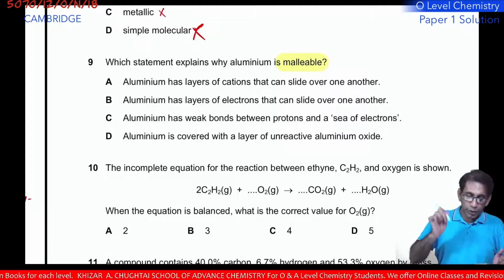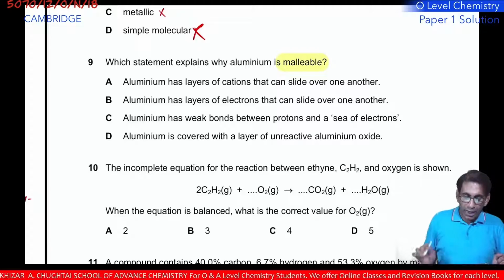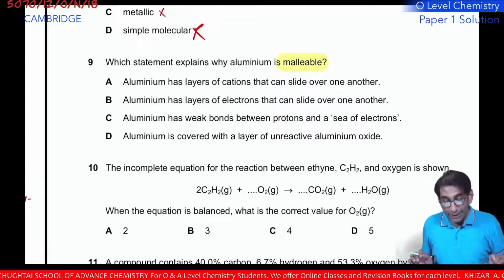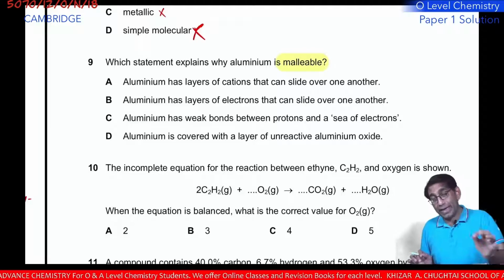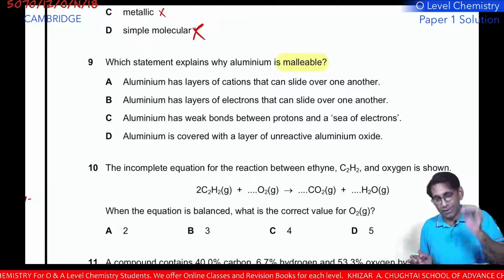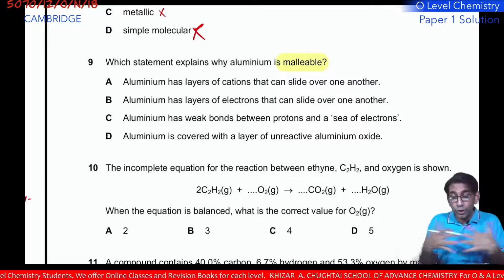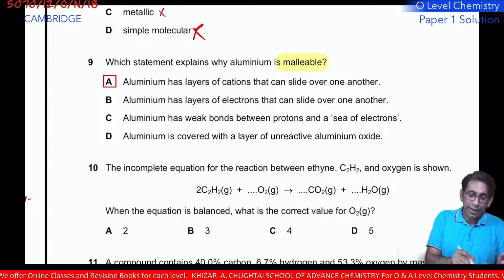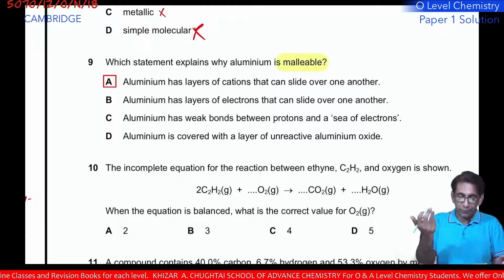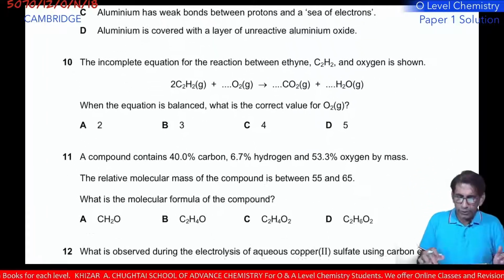So let's see which one, A, B, C, D, is the correct option. Aluminium has layers of cations that can slide over one another. Yes, layers of metallic positive ions, static positive ions, also called cations, can slide over one another. Yes, it is true. So A is the correct option, I mean the first one. I think there is no need to check the rest of the options.